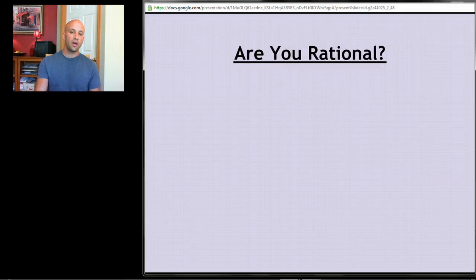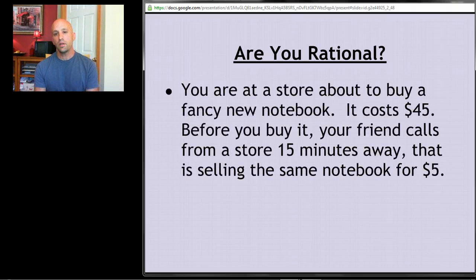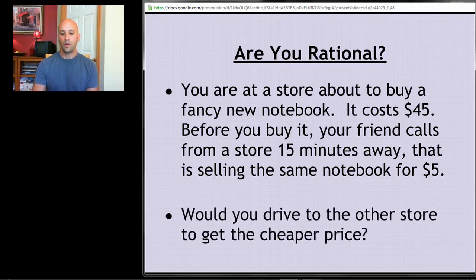All right, well, let's try out a little thought question and see if you're actually rational. Let's say you're at a store and you're about to buy this fancy new notebook for $45. Before you buy it, your friend calls from a store that's 15 minutes away and says that they're selling the same exact notebook for $5. Here's the question. Would you drive to the other store to get the cheaper price? All right, yes or no?